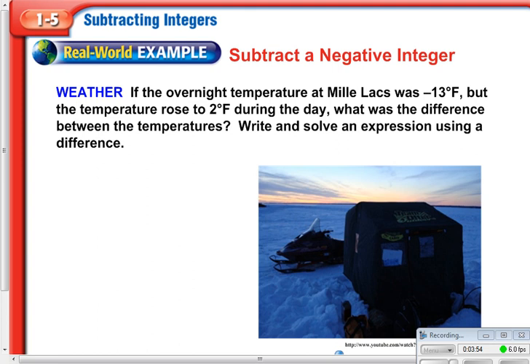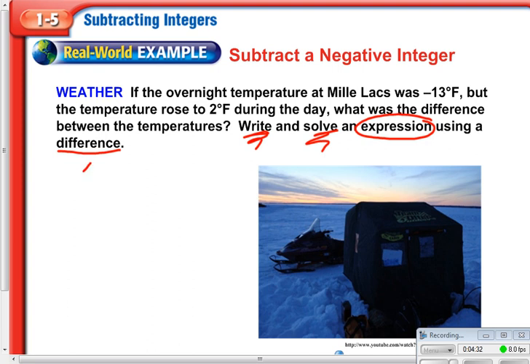Realistic example here. It says subtract a negative integer, so we're dealing with some weather here. Looks like some temperatures. Remember, a rule of thumb is anytime we see a paragraph, more than likely we'll need some sort of label. It says if the overnight temperature at Mille Lacs Lakes was negative 13 degrees Fahrenheit, but the temperature rose to 2 degrees during the day, what was the difference between the temperatures? Write and solve an expression using a difference. Okay, difference is the answer to a subtraction problem. So we need to write an expression using a difference and then solve it.